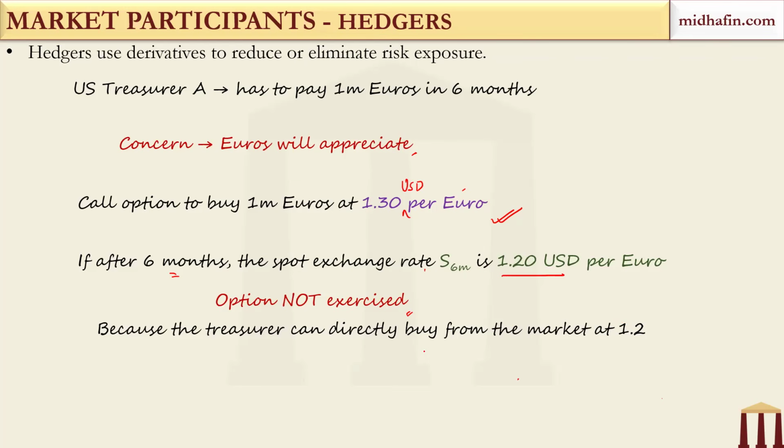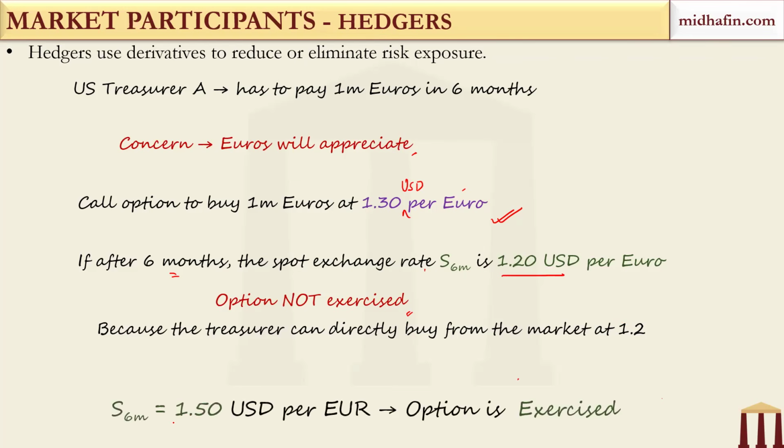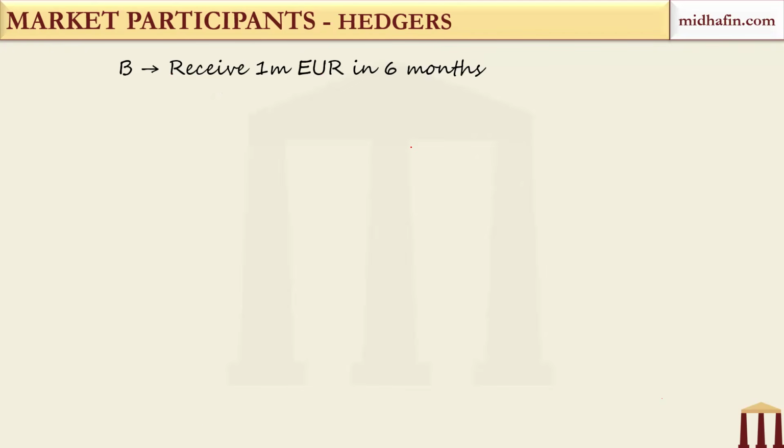Now tell me, what will happen if after 6 months the spot rate is $1.5 per euro? The option will be exercised, and the treasurer will be able to buy euros at $1.3 per euro, and then pay 1 million euros by buying 1 million euros at this rate after 6 months. Okay, fine. Now let's take another example.